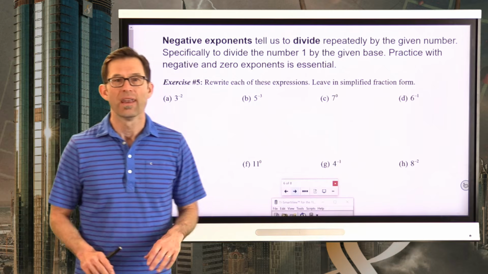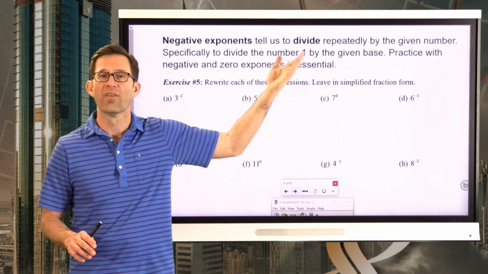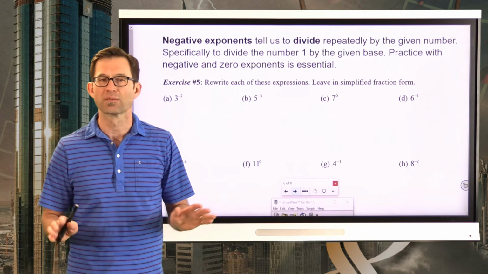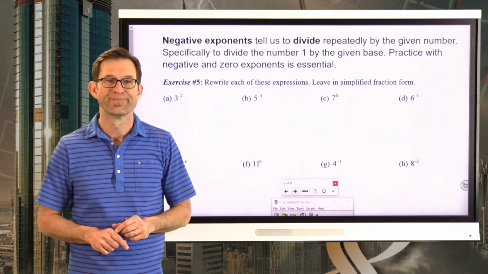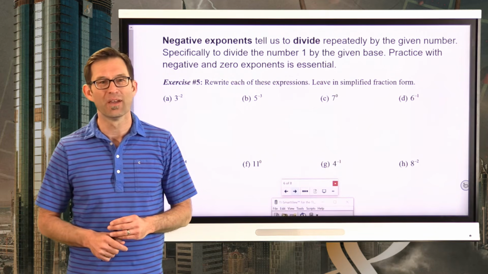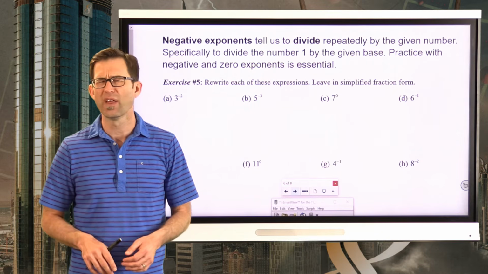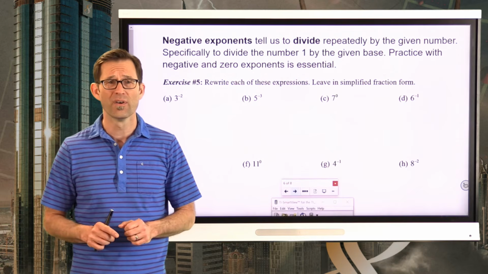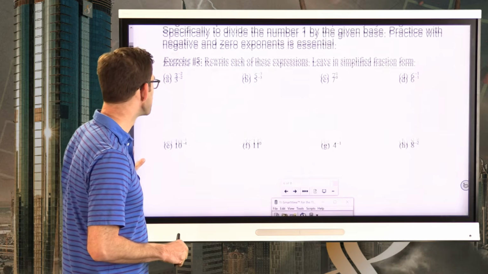Let's take a look. Now, negative exponents tell us to divide repeatedly by the given number, specifically to divide the number 1 by the given base. Practice with negative and 0 exponents is essential because, let's face the facts, they're weird. They're strange, right? I mean, it makes so much sense to be like, yeah, 3 to the 5th, that's just 3 times 3 times 3 times 3 times 3. 3 to the minus 5? That's weird, all right?